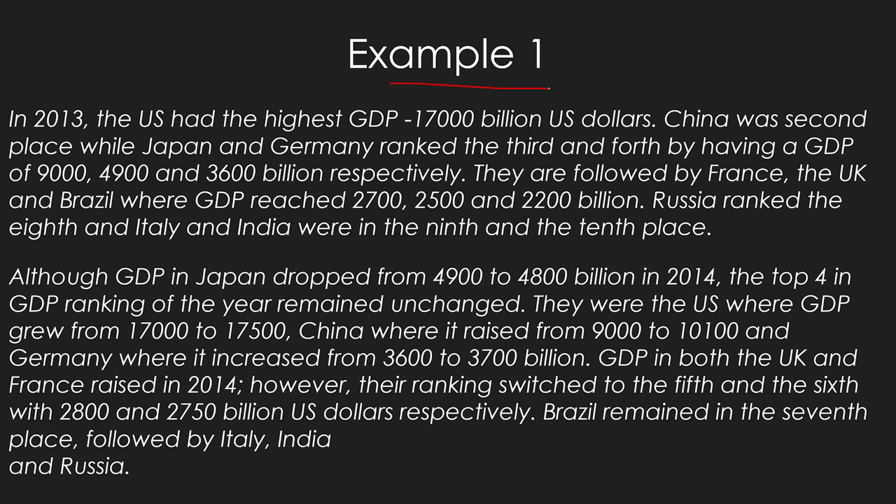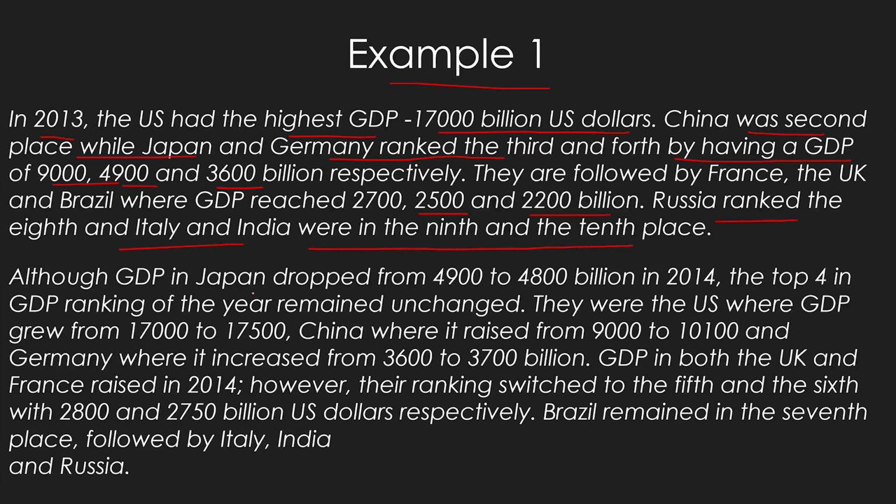Alrighty, let's look at example number 1. In 2013, the US had the highest GDP, $17,000 billion US. China was 2nd place, while Japan and Germany ranked the 3rd and 4th by having a GDP of $9,000, $4,900, and $3,600 billion respectively. They were followed by France, the UK, and Brazil, where GDP reached $2,700, $2,500, and $2,200 billion. Russia ranked the 8th, and Italy and India were in the 9th and the 10th place.